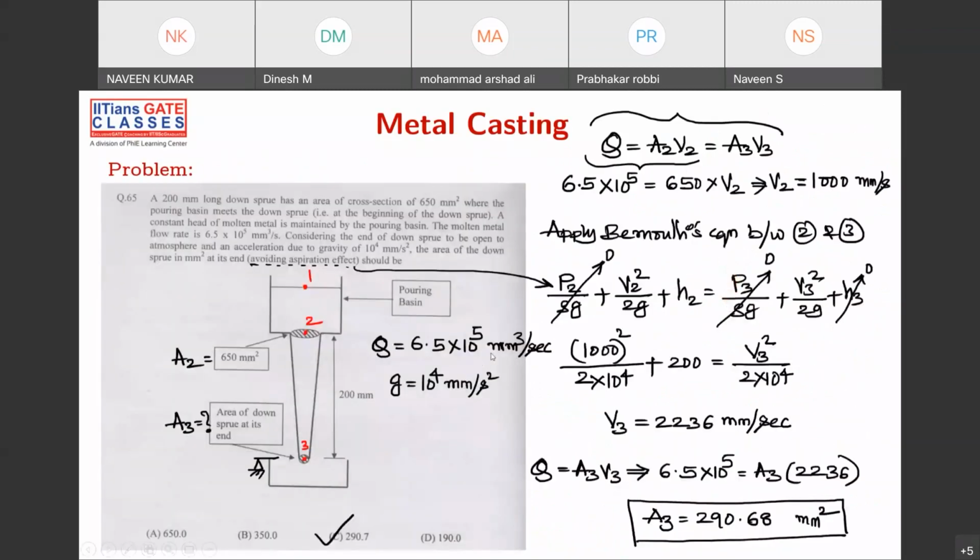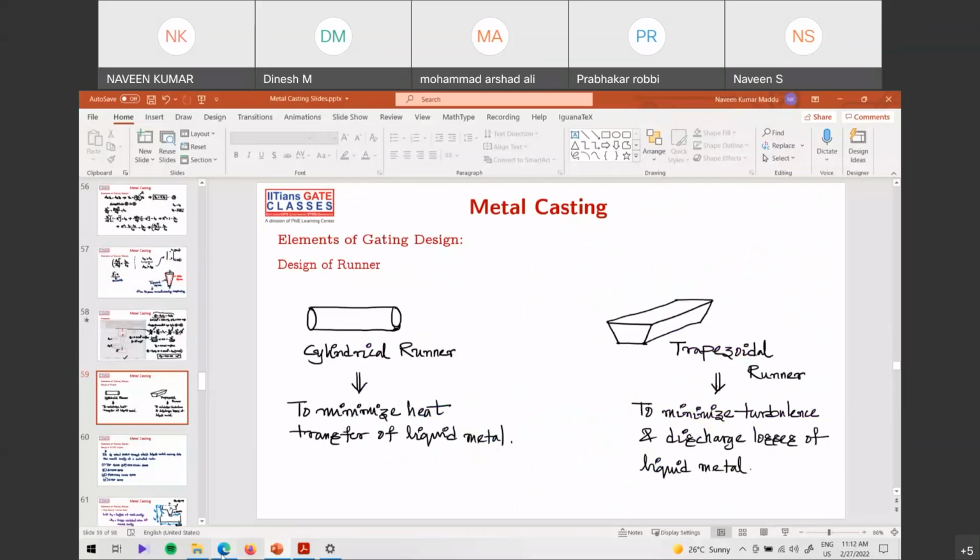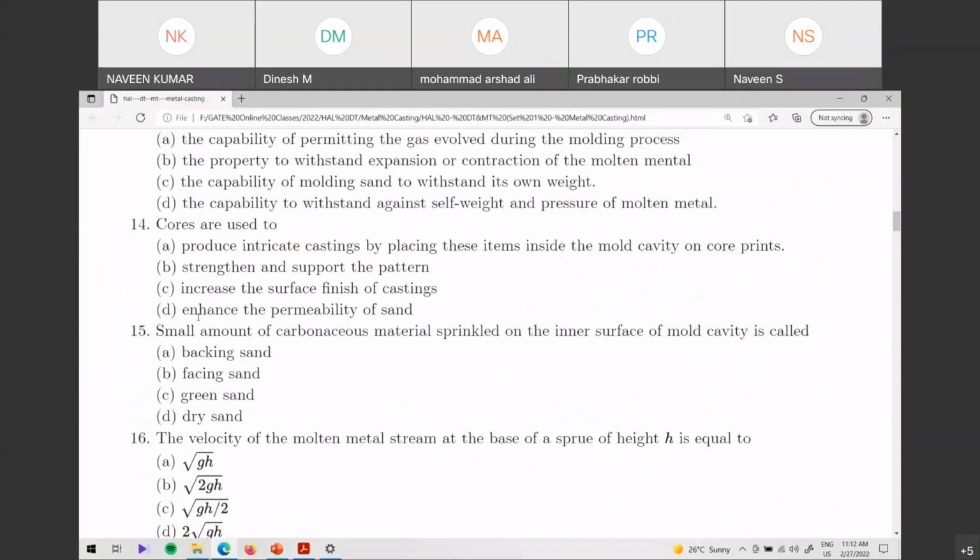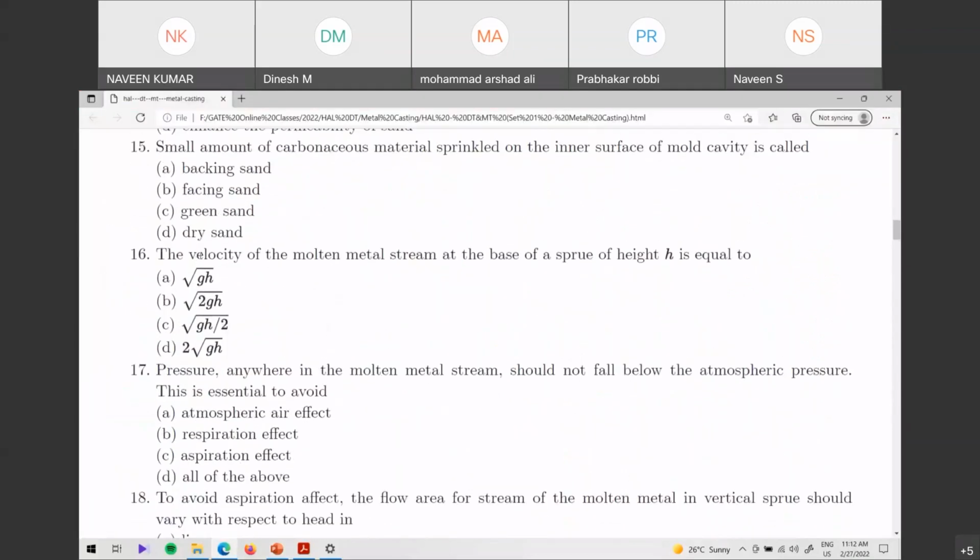Let's solve some sprue questions. Where did we stop? We stopped at 15. The velocity of the molten metal stream. Can anyone try this? Give a try at least. I didn't discuss this, but if you have some idea, you can try. Anyway, I'll solve the question, but please try if anyone can. It will be much appreciated if somebody can tell the answer.